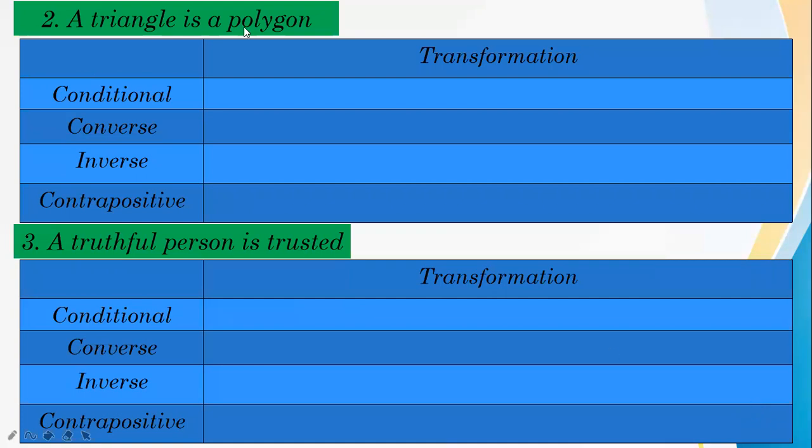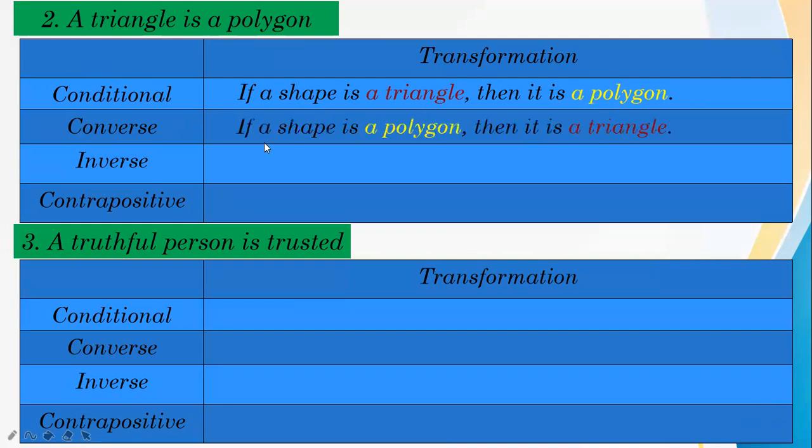We have number 2. A triangle is a polygon. Then your if-then statement or conditional statement: if a shape is a triangle, then it is a polygon. Then converse, interchange. So we have if a shape is a polygon, then it is a triangle. So a polygon will become your hypothesis. If a shape is a polygon, then it is a triangle.